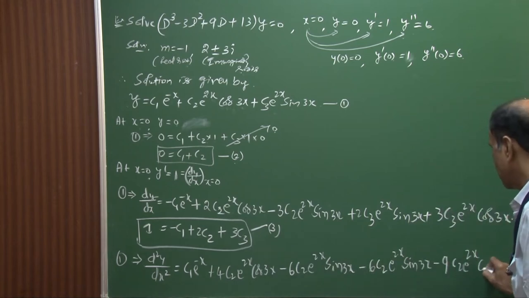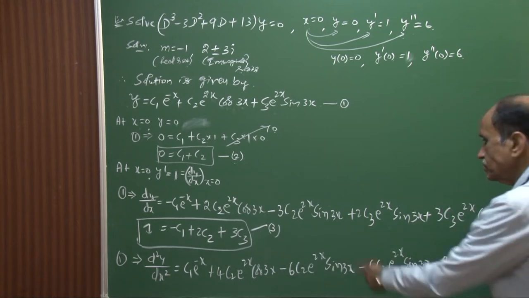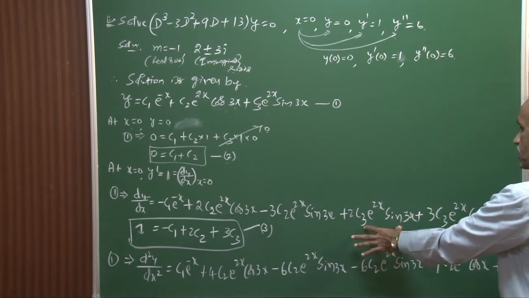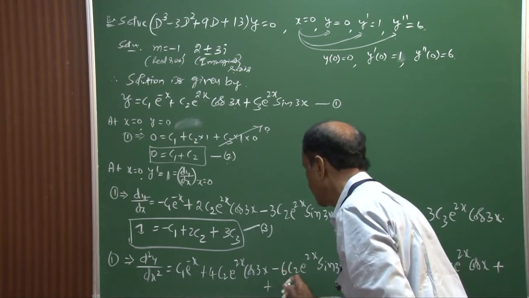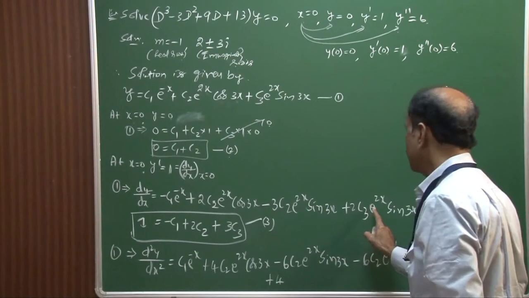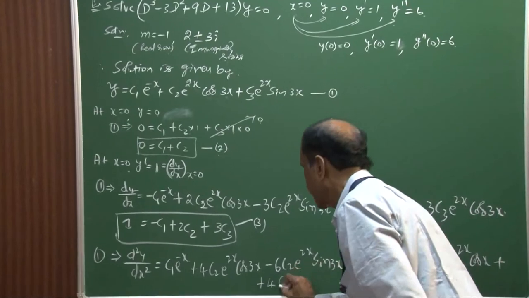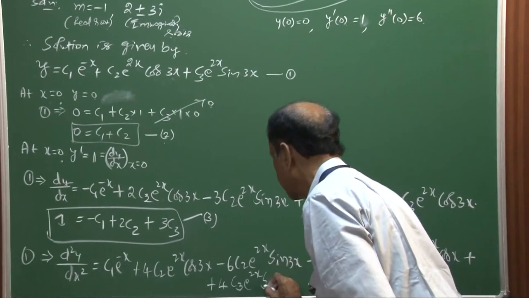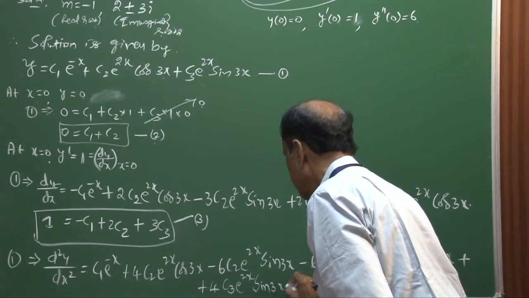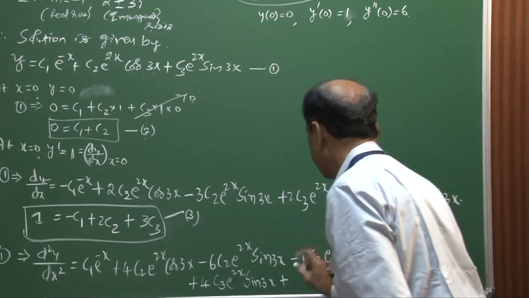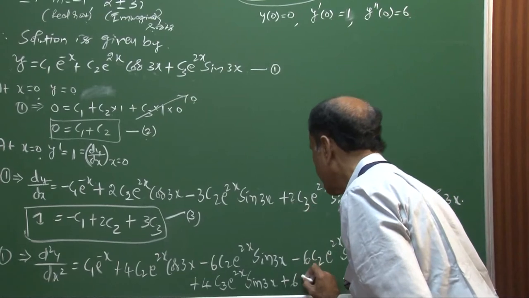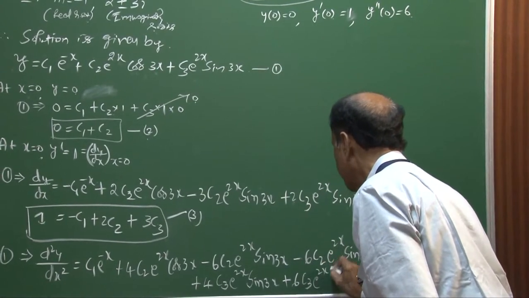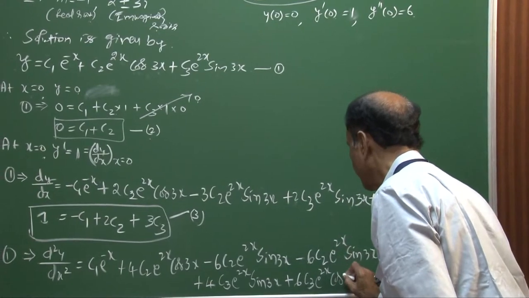cos 3x, and this is also again 2 terms, and plus 4 times, 2 into 2 is 4, that is c3 e^(2x) sin 3x, and plus 3 into 2, it is 6 c3 e^(2x) cos 3x.